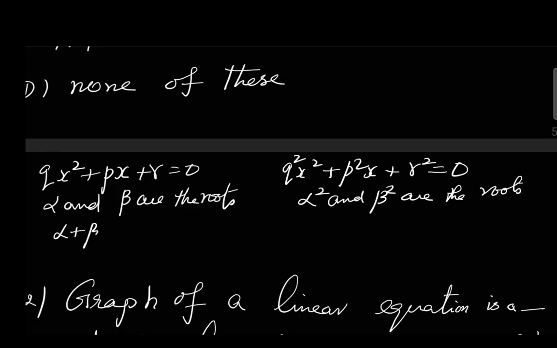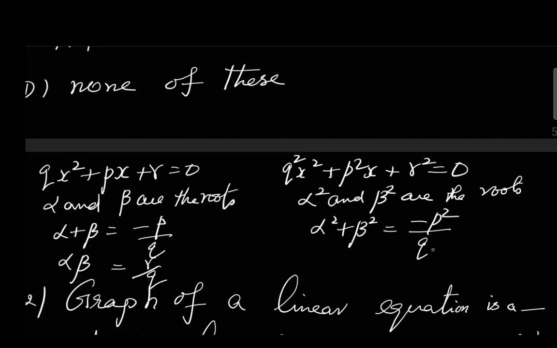So alpha plus beta is equal to minus b by a, so minus p by q. Product of the roots alpha beta equal to c by a, r by q. Here alpha square plus beta square is equal to minus p square by q square. Product of the roots alpha square beta square equal to r squared by q square. See, the second term alpha beta is r by q, so square this, alpha square beta square equal to r squared by q square. Both are correct. You take the first one.